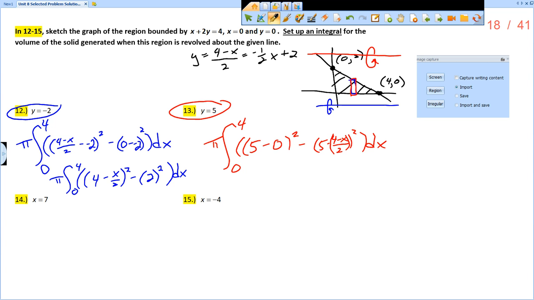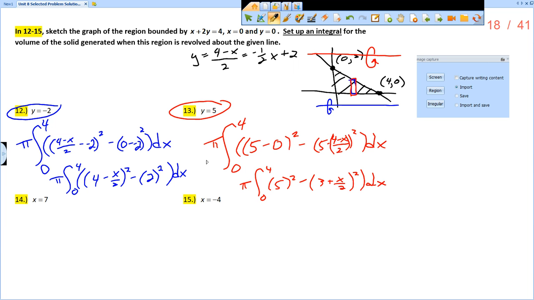So now, can we do a little bit of simplification there? Of course. We could rewrite this as 5 minus 4 over 2, which is 2. So 5 minus 2, which would be 3. So I have the integral from 0 to 4 of 5 squared minus (3 plus x over 2) quantity squared. All right, so that's 13. Let's take a look at 14.